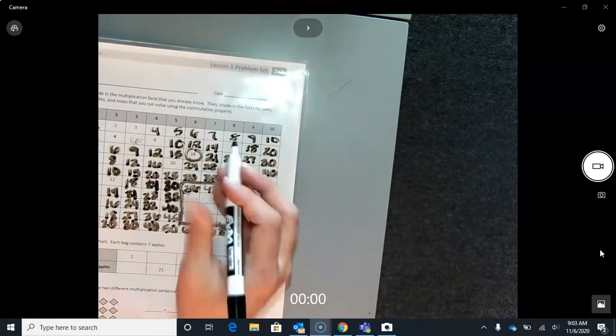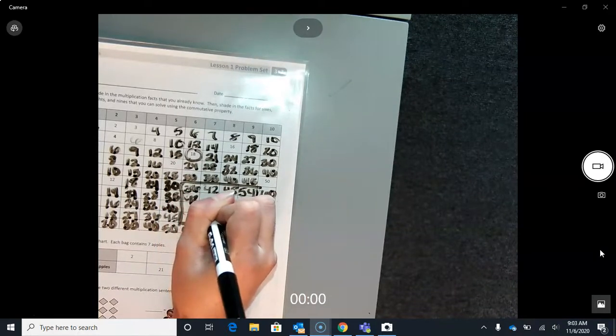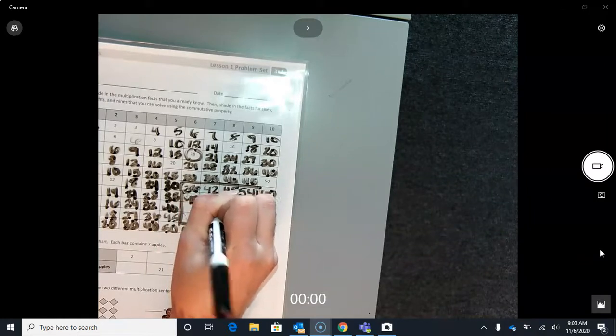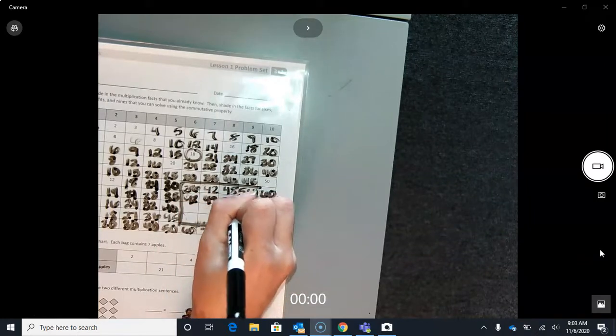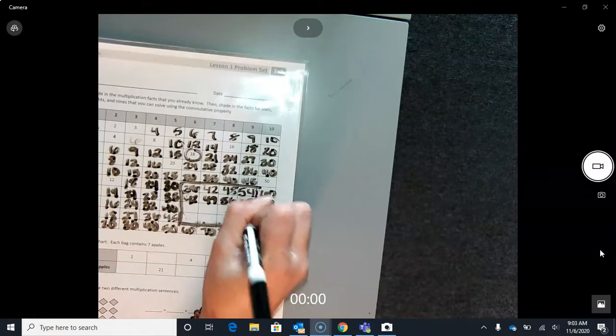And then we're going to move to our 7s. So 7 times 6 is 42. 7 times 7 is 49. 7 times 8 is 56. And 7 times 9 is 63.